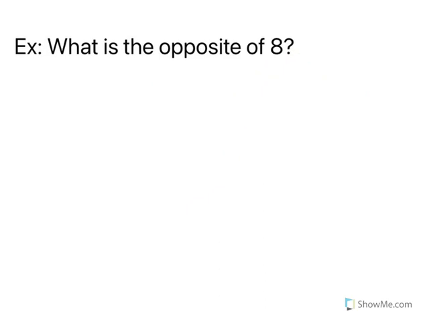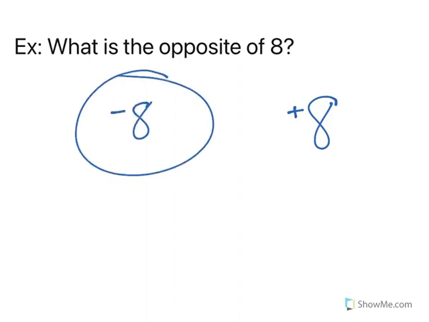Well, what is the opposite of 8? Well, if I have an 8 and it's positive, the opposite of that would be a -8. So when I add them together, I get 0. So when you're thinking about opposite, you've got the same base number, switch the sign, and you have yourself an opposite.